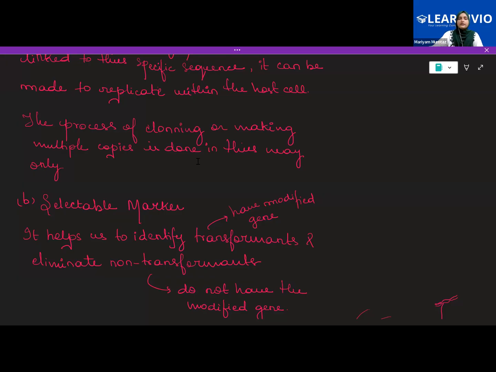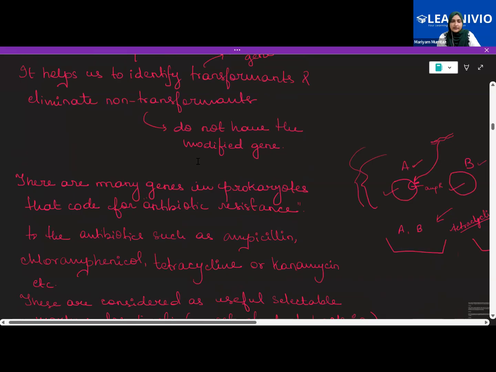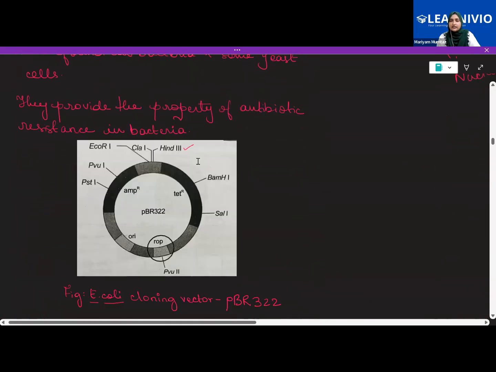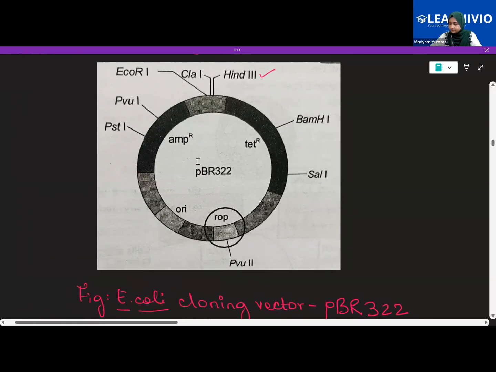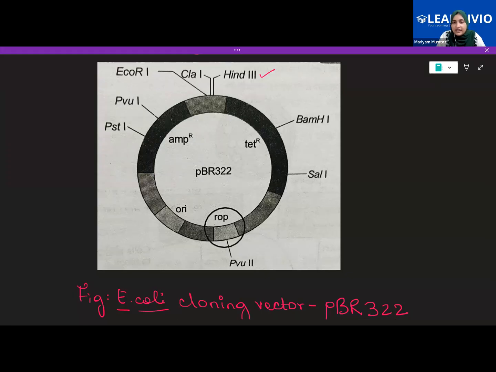Now moving forward, talking about the selectable marker. If you've seen the picture of the pBR plasmid, it's there in the book. If you see over here, there are different sites for different things. For example, there's HindIII site, there's EcoRI site, all of the different sites are there. And this particular plasmid has the ampicillin resistance site, the AmpR. Whereas the second part is the tetracycline resistance.